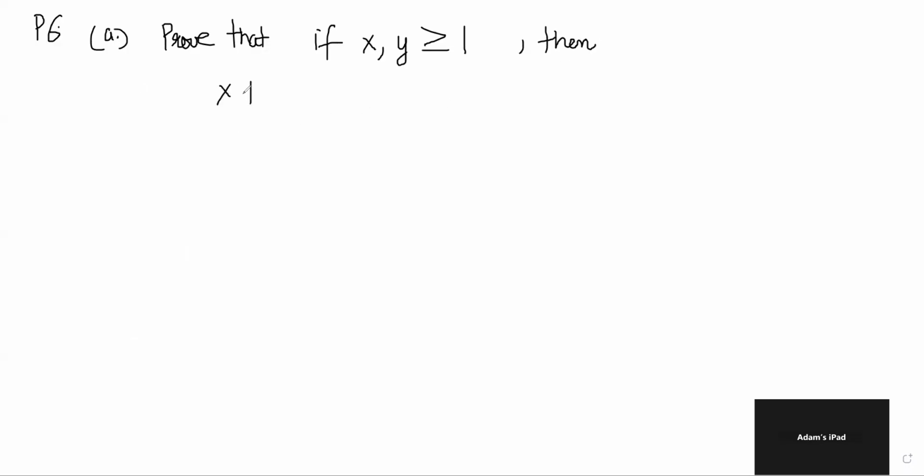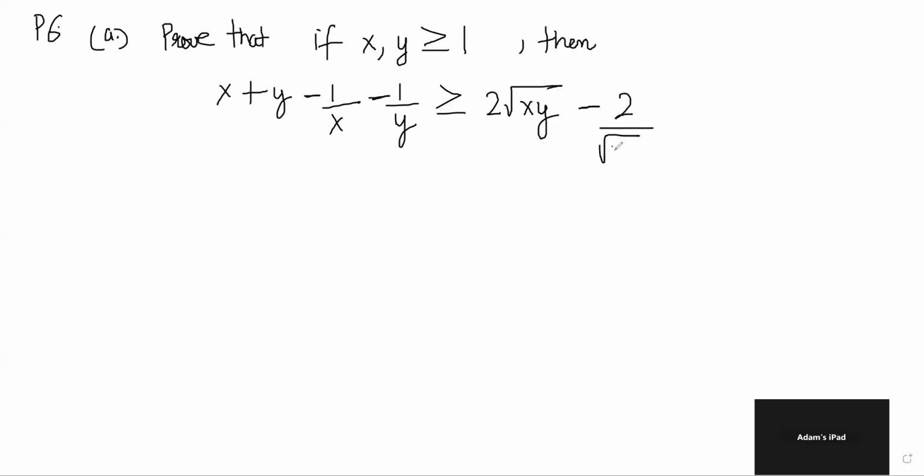Problem 6 is part A. Prove that if x and y are greater than or equal to 1, then x plus y minus 1 by x minus 1 by y is greater than or equal to 2 times root over xy minus 2 by root over xy. This is part 1.